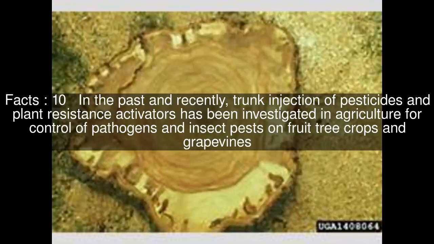In the past and recently, trunk injection of pesticides and plant resistance activators has been investigated in agriculture for control of pathogens and insect pests on fruit tree crops and grapevines.